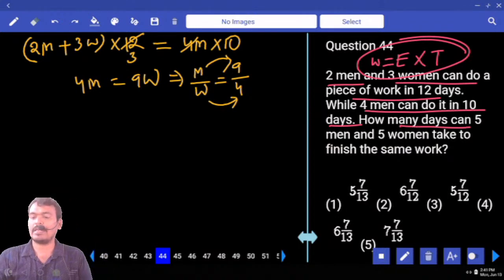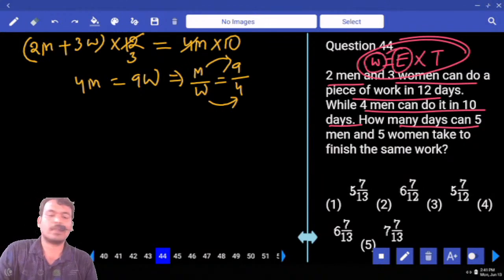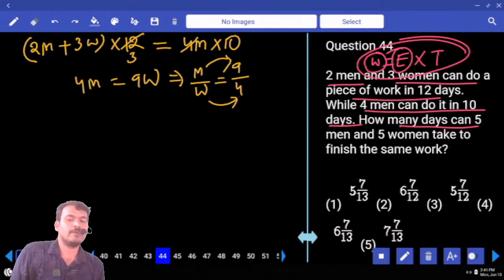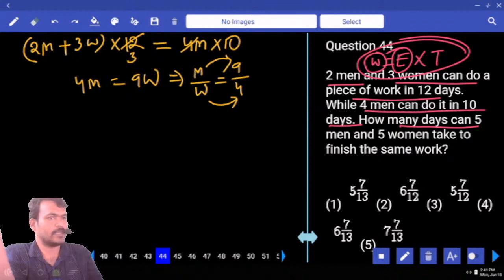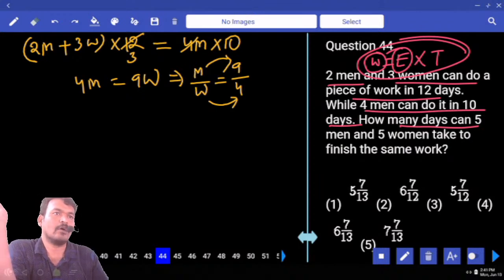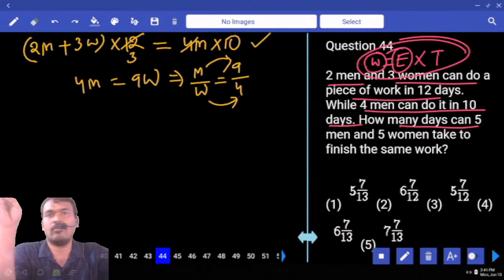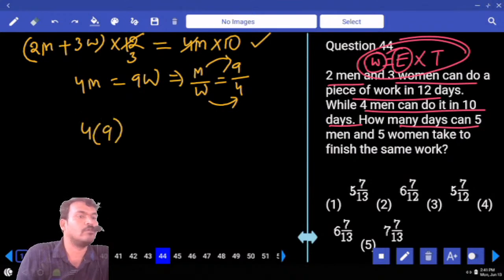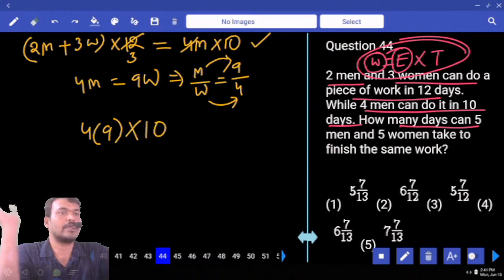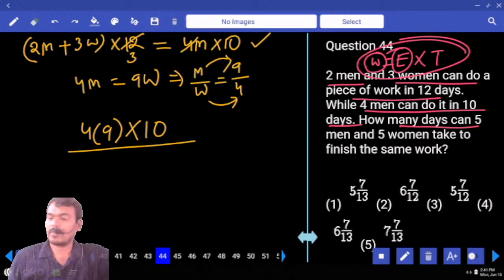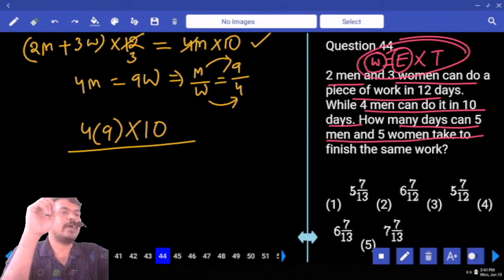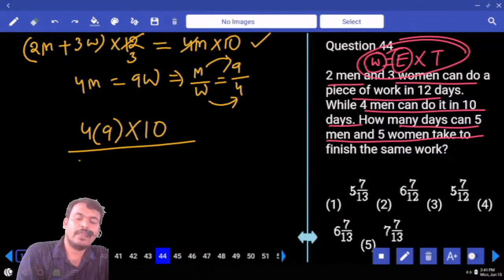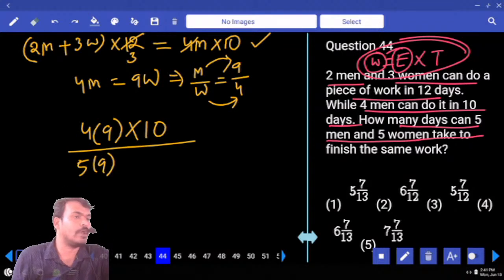But here the question is how many days? Days is nothing but time. If we require time, we need the efficiency and the work. First we need to identify the total work. Either the left hand side value or the right hand side value is the work value. Taking the right hand side, 4 men into 10 days. The 1 man efficiency is 9 parts, so the work is 4 into 9 into 10. The same work is completed by 5 men and 5 women. 1 man efficiency is 9 parts, so 5 men efficiency is 5 into 9. 5 women efficiency is 5 into 4.